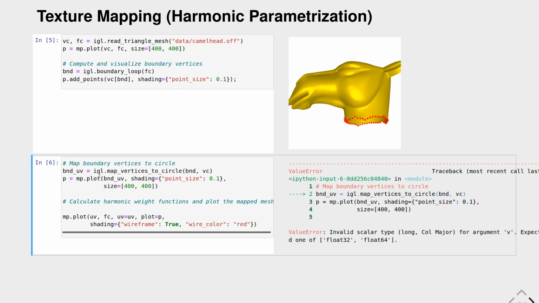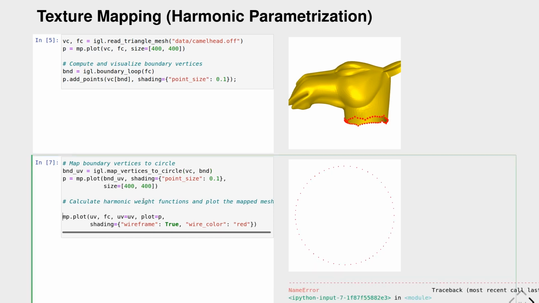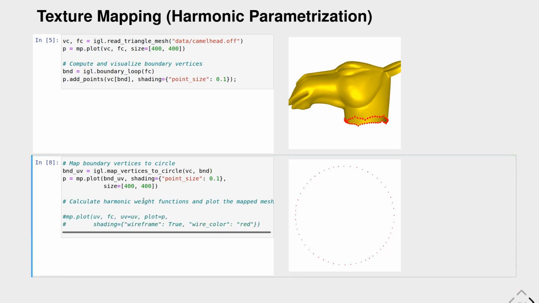So I just used the wrong order of the parameters. It should be like this. And here is something already still missing. Okay, so now we mapped all the boundary vertices that can be seen here to a nice circle.